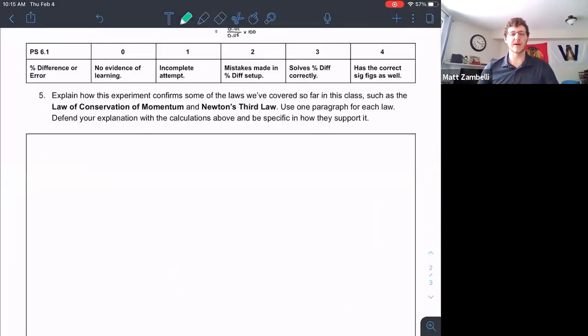And then last but not least, question 5 was your explanation. It says, explain how this experiment confirms some of the laws we've covered in class so far, such as the law of conservation of momentum and Newton's 3rd law. Use 1 paragraph for each law and defend your explanation with the calculations from above and be specific on how they support those laws. So for the law of conservation of momentum, there's a couple ways we could have gone about this.